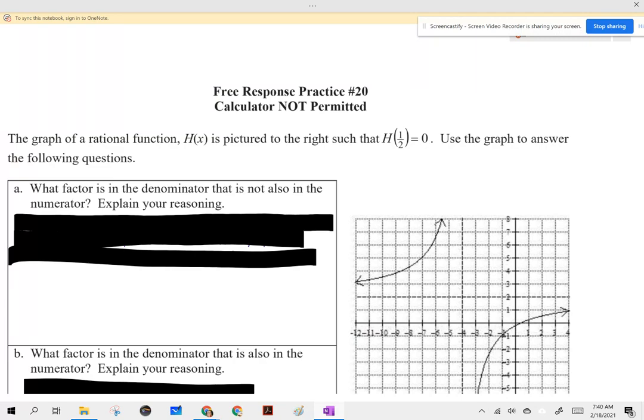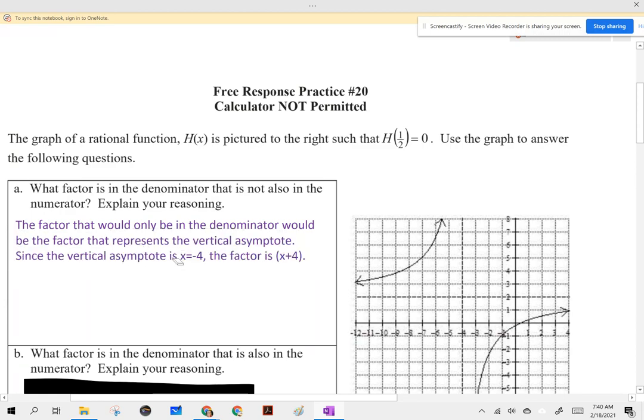Okay, let's take a look. What factor is in the denominator that is not also in the numerator? If there's a factor in the denominator that's not in the numerator, that's going to be representative of our vertical asymptote. Right? So the factor that would only be in the denominator would be the factor that represents the vertical asymptote. Since the vertical asymptote is x equals -4, the factor is x plus 4.